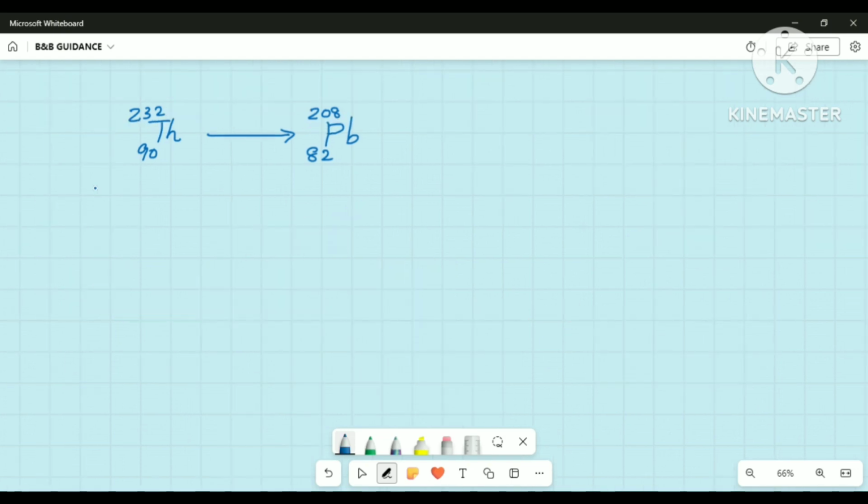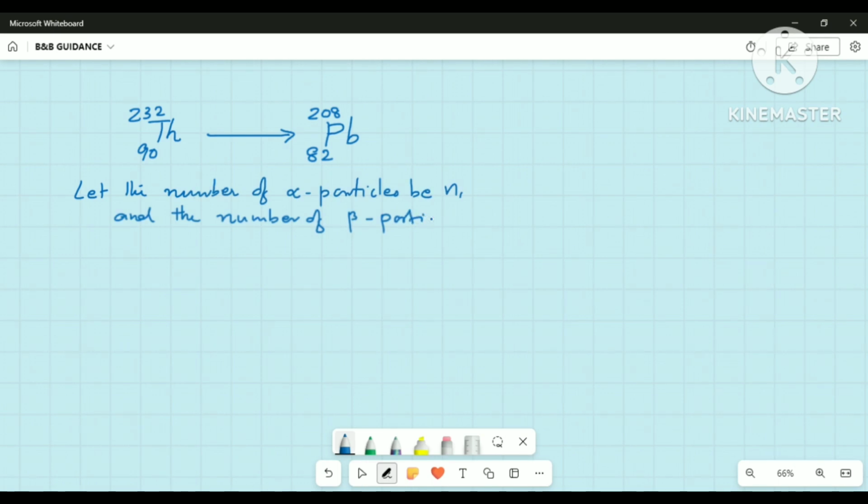If you want, we can approach the question in a different way. Listen. Let the number of alpha particles emitted be N1 and the number of beta particles emitted be N2. Now consider the case of mass number. The emission of one alpha particle results in the reduction of mass number by 4. So here mass number decreases from 232. So we can write 232 minus N1 times 4.